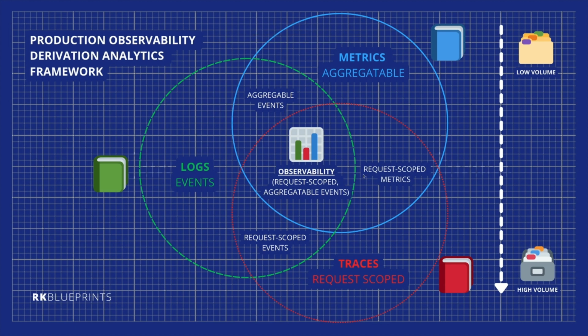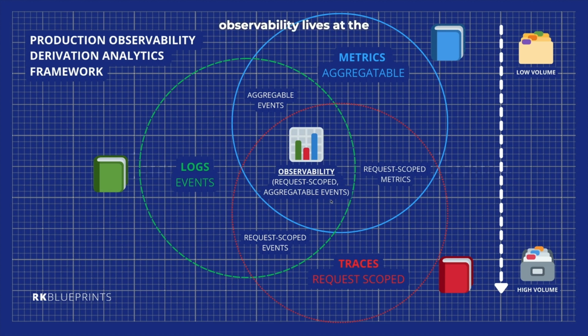Finally, we reach traces. Traces are request scoped events. They follow a single request as it moves through services. Traces answer the hardest question in production. Why did this request fail while others did not?